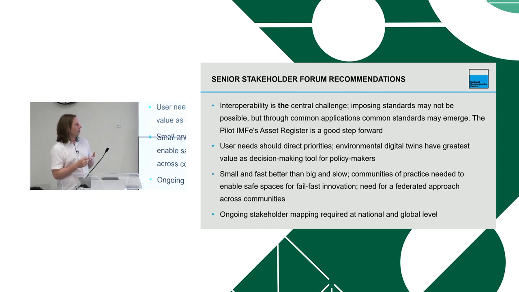User needs should be direct priorities. Environmental twins have the greatest value as a decision-making tool for policymakers. This is our stakeholders telling us that they want to make decisions with them. They want actionable information coming from those twins.